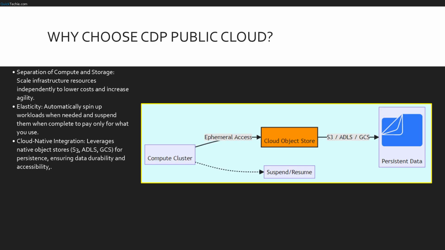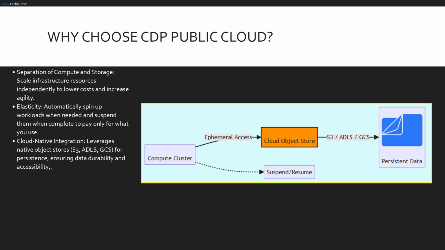Why should an enterprise move to CDP Public Cloud? The primary driver is the decoupling of compute and storage. In legacy on-premises clusters, these were tied together. In the cloud, they are independent. This allows for true elasticity. You can spin up a data warehouse for a specific report, run it for an hour, and then suspend it, paying only for the active time.